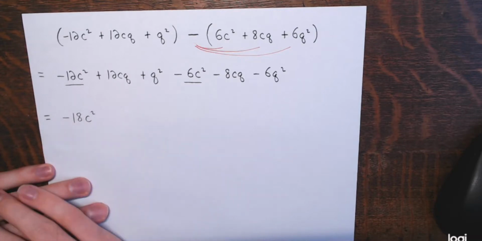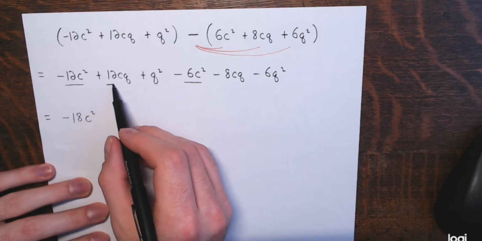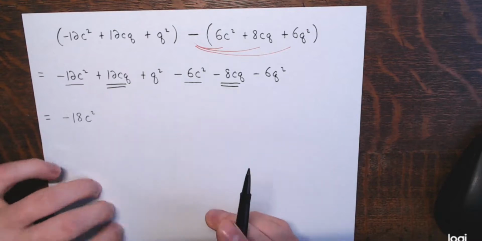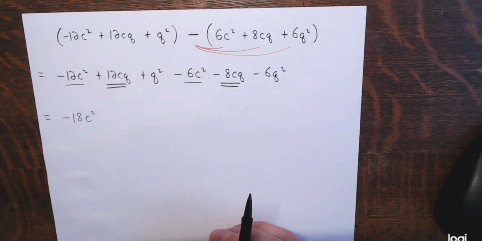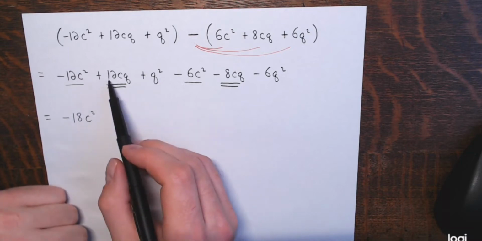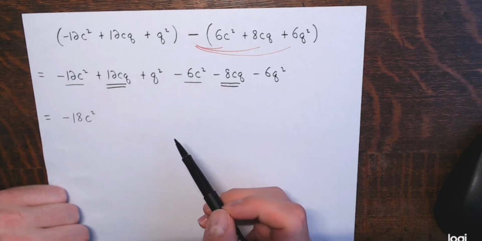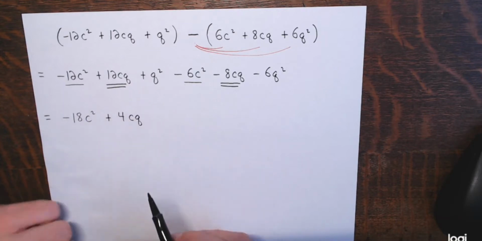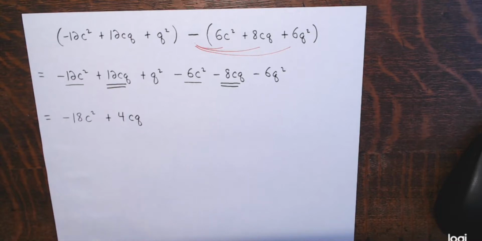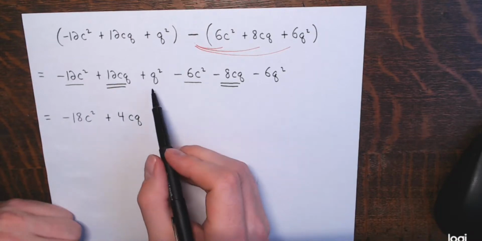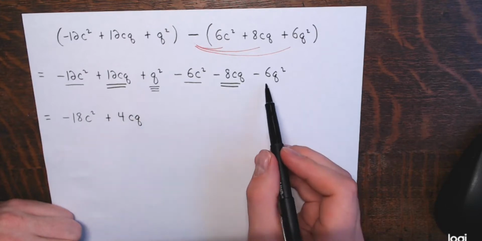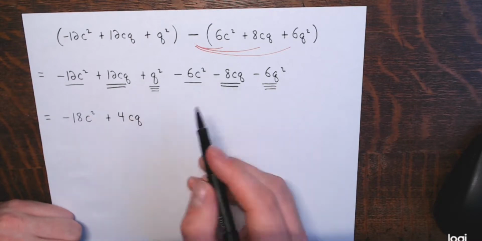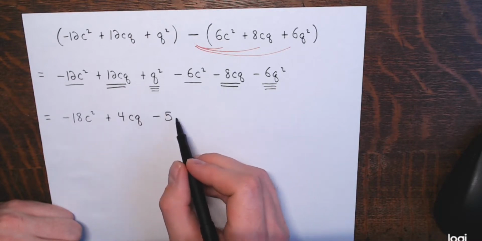Right? Then here's a 12cq. And there's a negative 8cq term. Those both have c and q, both to the first power. They're like terms. Positive 12 plus negative 8 is just 12 minus 8. That's positive 4. So plus 4cq. Remember, the variables and powers don't change when you're adding and subtracting like terms. And then I have the positive 1q squared and negative 6q squared. 1 and negative 6 make negative 5, so I have negative 5q squared.